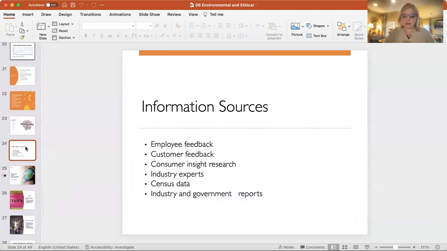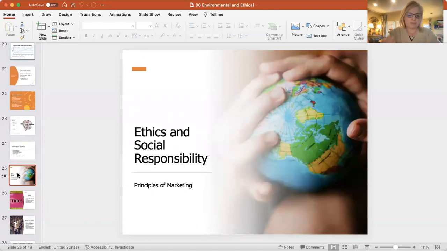All right, information sources. How do we get all this information? Well, we can get it from our employees or our customers. We can get it from our consumer insight and research. We're going to talk about marketing research in a few lectures, but you can get things from there. Census data, things that, again, will determine there are different types of data, primary data that we generate, secondary data like census data that we're getting from someone else, government reports, and all of that. It really depends on how much money and how much time we have to spend to get that information.